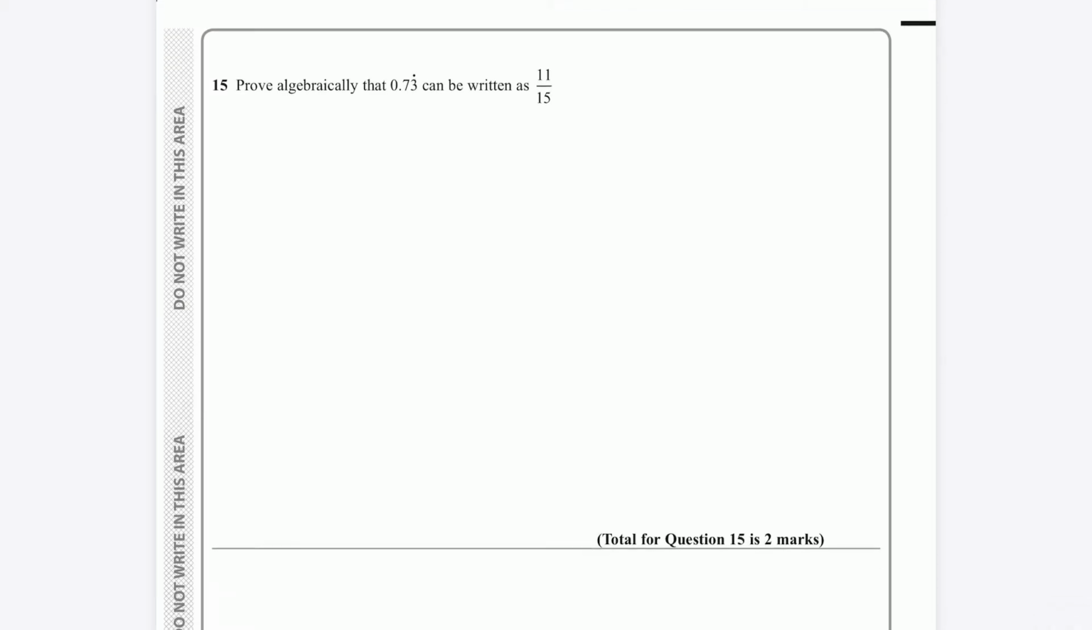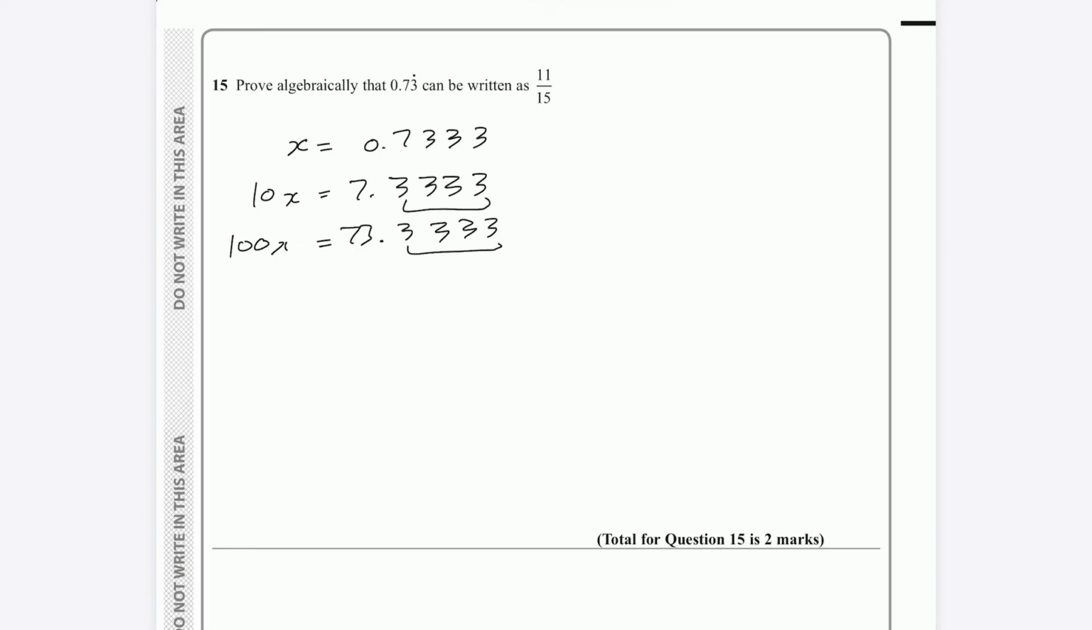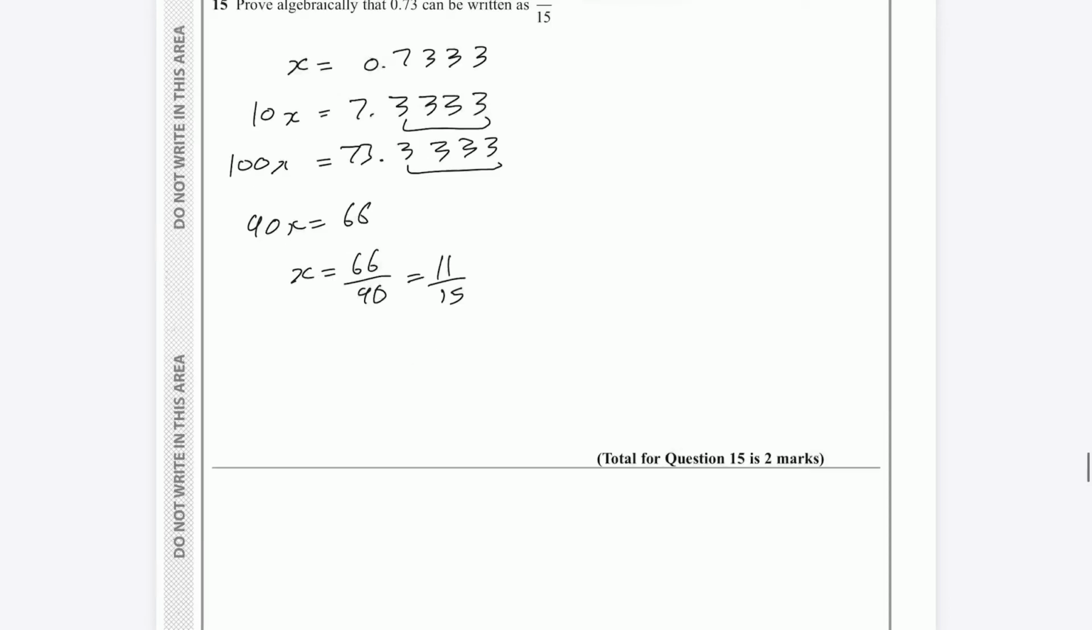So question 15, prove that 0.73 recurring can be written as that. So we'd start off with x is equal to 0.7333. 10x is equal to 7.333. We're essentially trying to line up the part after the decimal point. So if I times that by 10 again, you'll see what I mean. Now notice the part after the decimal is exactly the same. So we can subtract these two, which gives us 90x is equal to 66. And then we have x is equal to 66 over 90, and you can simplify that to 11 over 15.